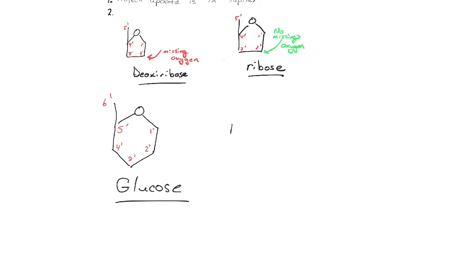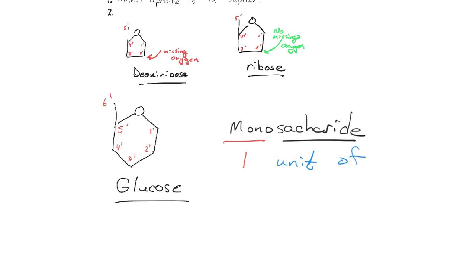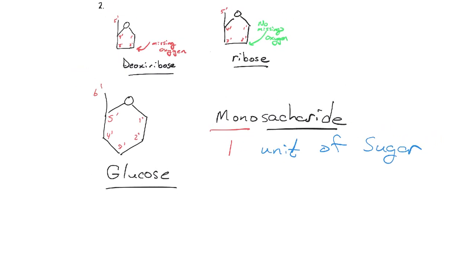Monosaccharides, we called them monosaccharides. Saccharide means sugar. Mono means 1. So 1 unit of sugar. These are the big ones. There's fructose. There's galactose. There's a number of monosaccharides.